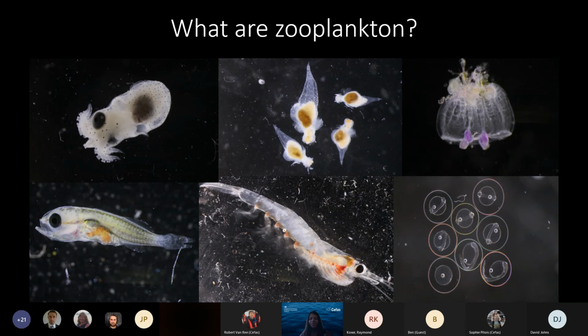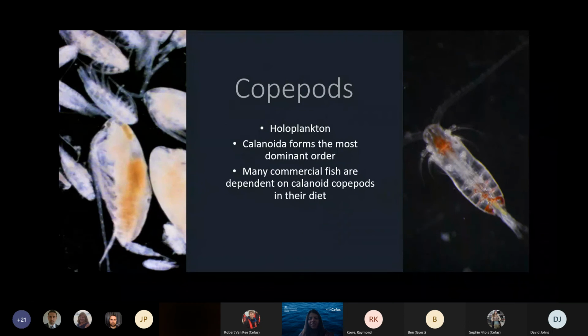So in this talk, I will just cover some examples of each of these groups, which we often encounter here at the Plankton Lab at Cefas, along with some key facts and features about each taxa. So first I will cover the crustacean zooplankton group known as copepods.